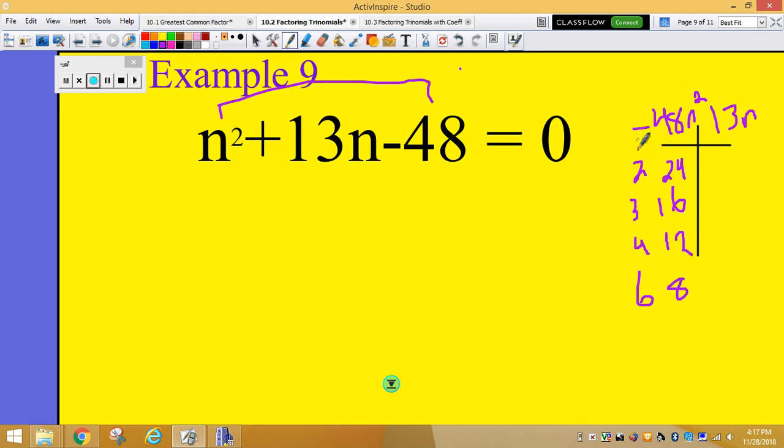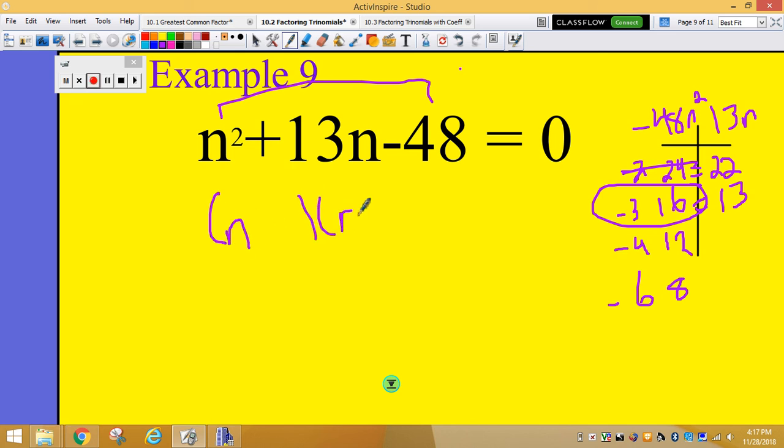I want to multiply to get a negative. So again, that means one has to be negative and one has to be positive. But I want to add to get the positive. So that means your smaller number will be your negative. So I'm going to make all these smaller numbers negative. Negative 2 plus 24 is 22. That does not work. Negative 3 and 16 is 13. So these are the ones I'm going to use. So again, nothing's changed so far, even though it has an equal sign. So I have an n, split up your n squared into n and n. I got a negative 3, and I got a positive 16.